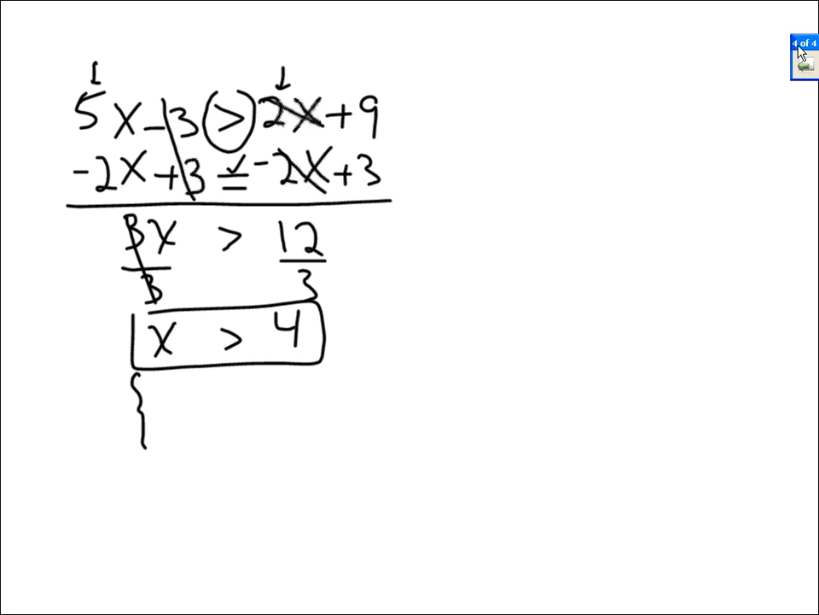Set builder notation: the set of all x such that, and then write down what's in that box. X is greater than 4. Close it. Another way of writing the answer on number line is, here's 4.